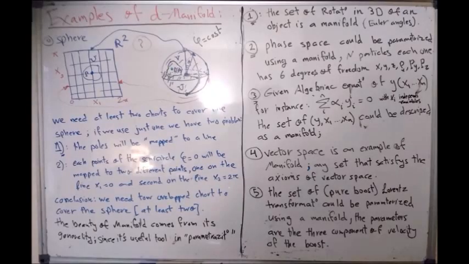Now let's have another look, maybe with more details, at the sphere as an example of a manifold, and also we will look for another example of a manifold. When we talk about the sphere, as I mentioned, we are just talking about the surface of the sphere, not the volume. So it's 2D, or D equals 2 for this manifold.